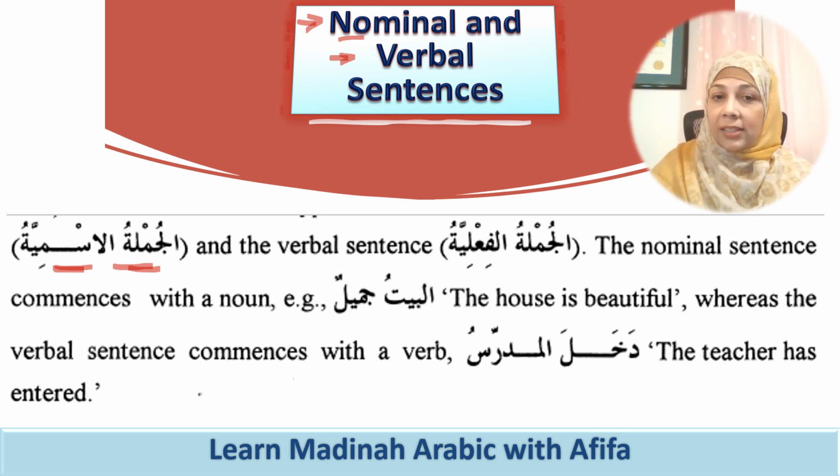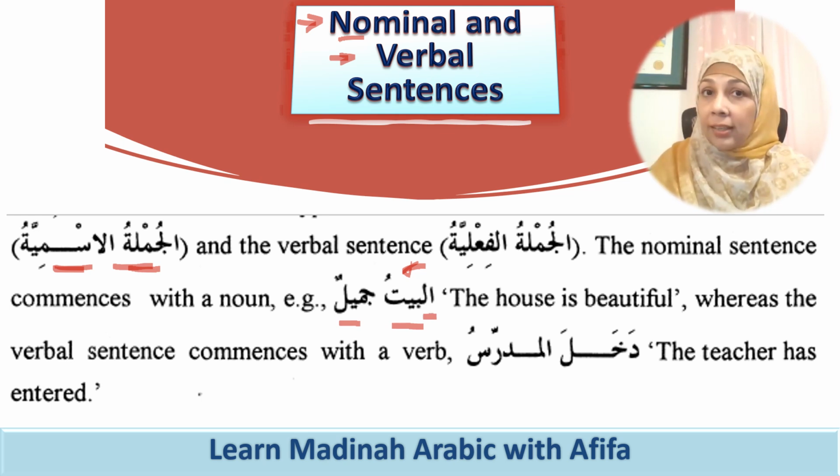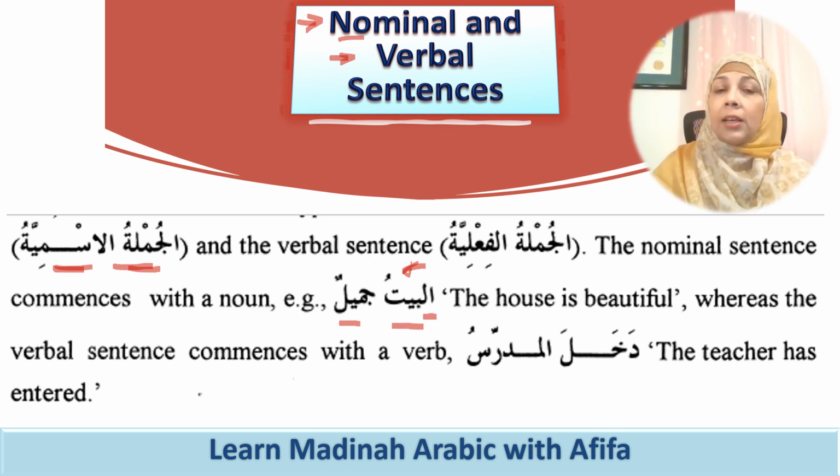For example, the sentence al-baytu jamilun. Here, notice that this sentence starts with a noun. Right? And we have seen before in a prior lesson that if it starts with al, it is a definite noun, right? So the translation is the house is beautiful. It is jamilun, and this is indefinite.